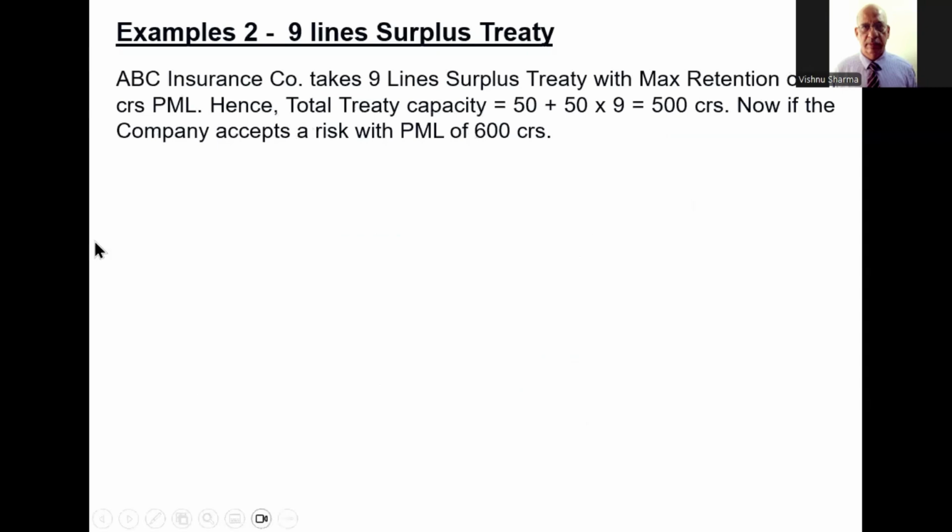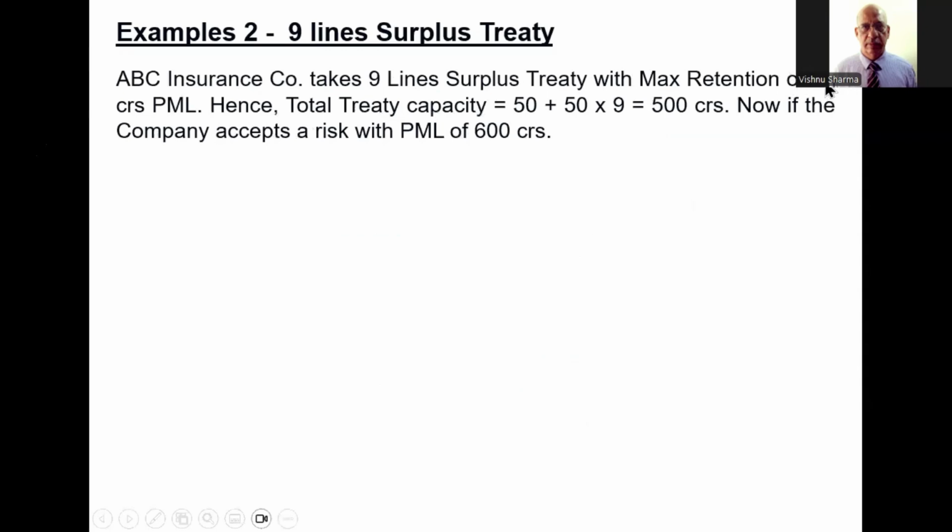Now what else? Another question. Now here it is a surplus treaty. Earlier it was a quota share treaty. Here in this example, I am taking 9 lines of surplus treaty with a maximum retention of 50 crores. So I told you I'll give more examples of surplus treaty.